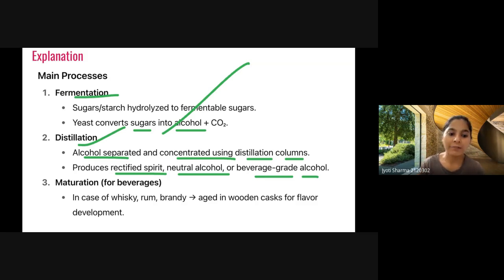And then we will have maturation, like in the case of, let's say, whiskey, rum or brandy aged in wooden cask for flavor development. So this will come under the maturation. So right now you know what we mean by distilleries, right?